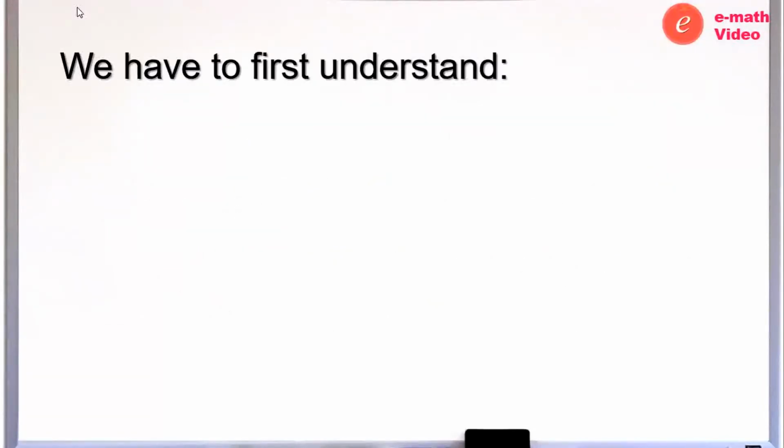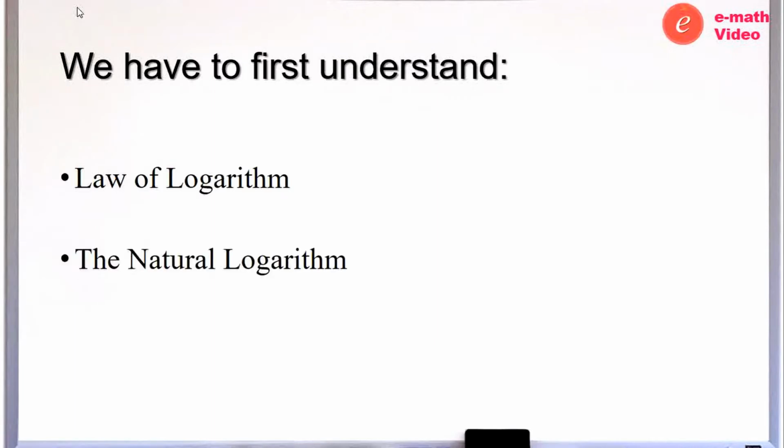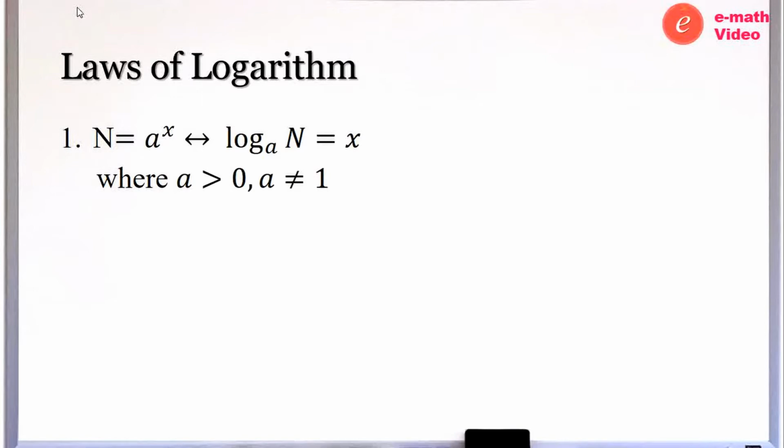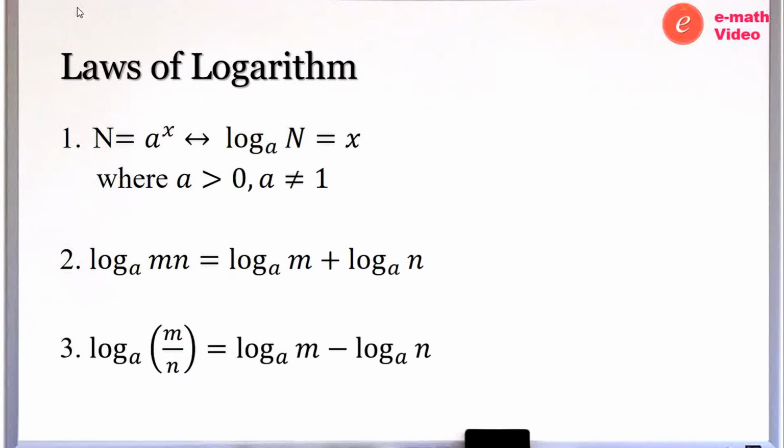But before we start, we have to first understand the law of logarithm and the natural logarithm. We just have to recall back the laws of logarithm that we learned in high school. Number one is the definition of logarithm. N equal to a power x if and only if log base a n equal to x, where a greater than 0, a cannot equal to 1. The second one is the product law, where log base a of m times n equal to log a m plus log a n. The third one is the quotient law. If we have log a of m over n, it is equal to log a m minus log a n.